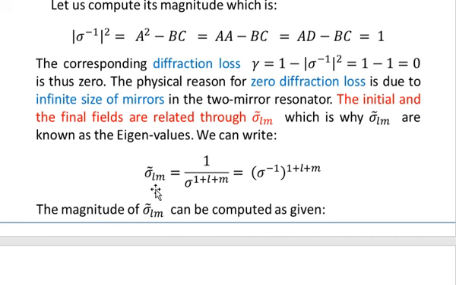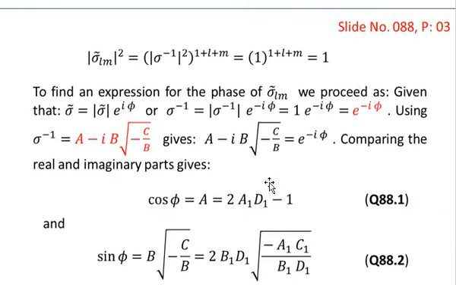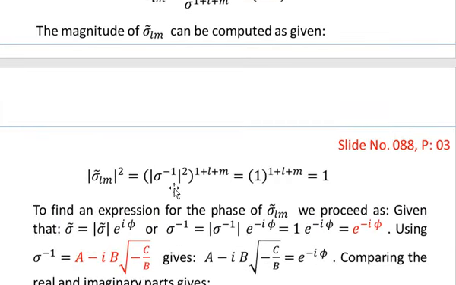So the absolute square of sigma prime Lm is equal to the absolute square of sigma inverse raised to power 1 plus L plus M. So that's why we have taken it over here. And you know that the absolute square of sigma inverse is equal to 1. So 1 raised to power 1 plus L plus M is equal to 1. So it means that for any value of L and M, the absolute square of sigma prime Lm is 1. That is, the magnitude of sigma prime Lm is also 1.